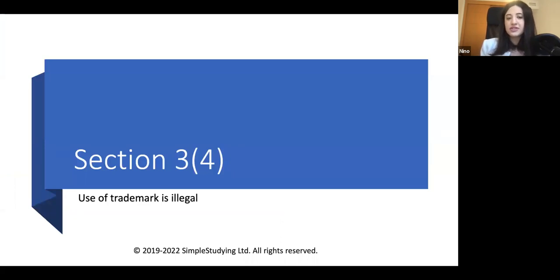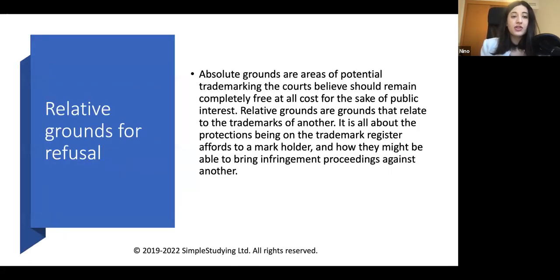Section 3.4, use of trademark is illegal: if in any case the trademark would be illegal if used, then it cannot be registered. There are also relative grounds for refusal. Relative grounds are different. It's about whether the trademark in question is related to any of the earlier trademarks. It's all about protections on the trademark register afforded to a mark holder and how they might be able to bring infringement proceedings against another.